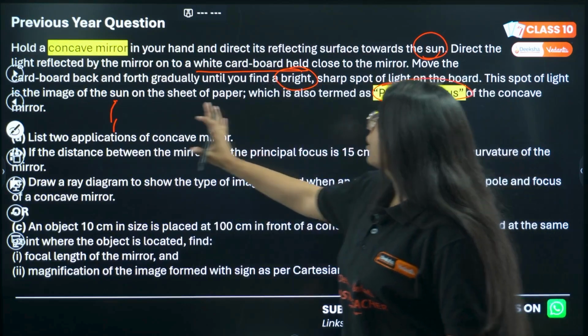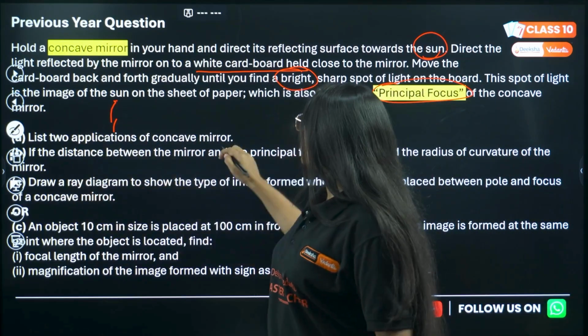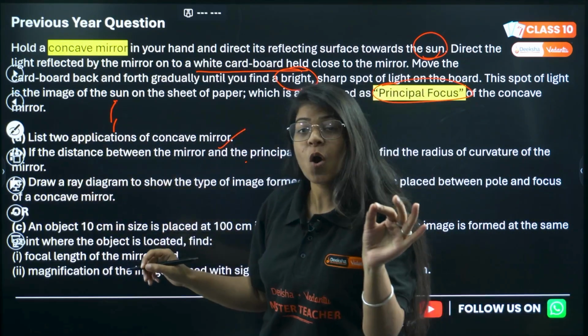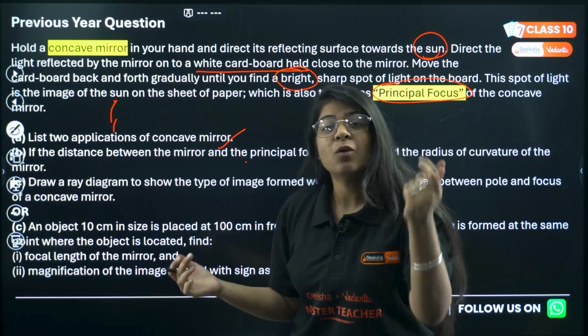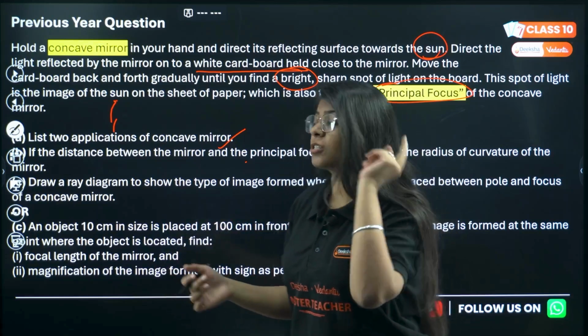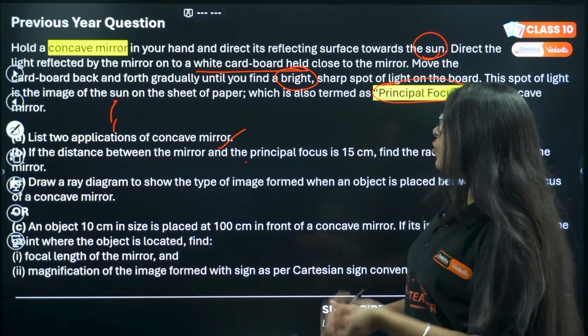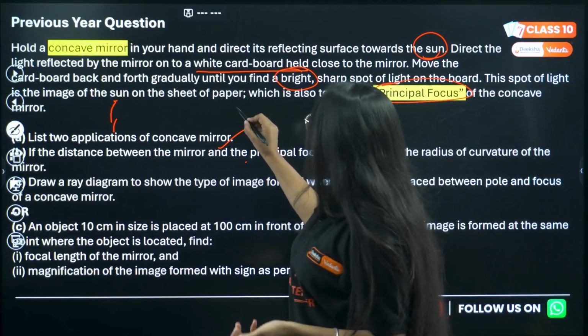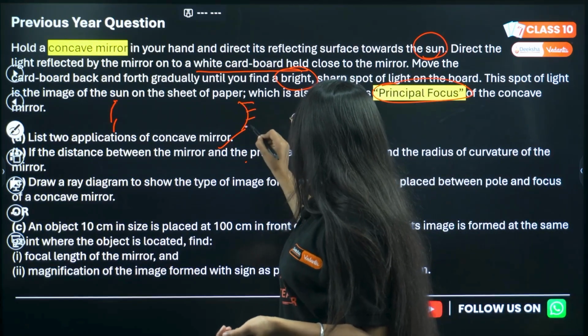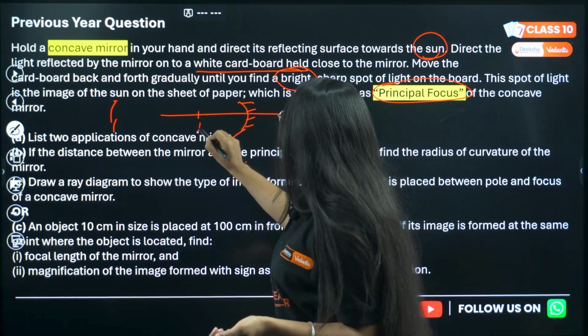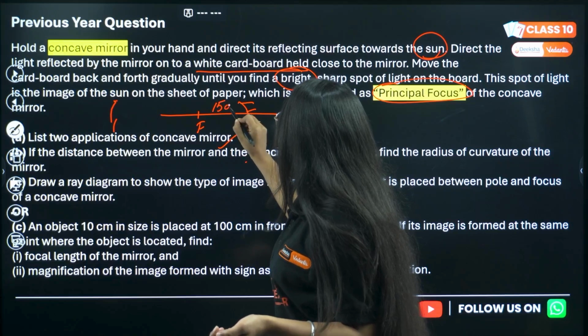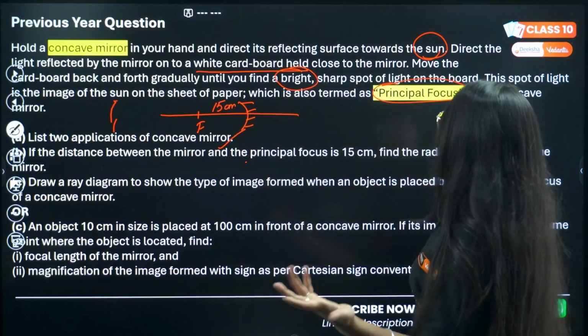Let's come to the main part. List 2 applications of concave mirror. I know you know all these by heart. Comment down real quick what are the 2 applications of concave mirror. Next question. If the distance between the mirror and principal focus is 15 centimeter, then find its radius of curvature.